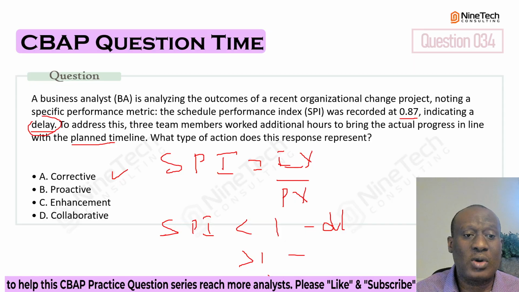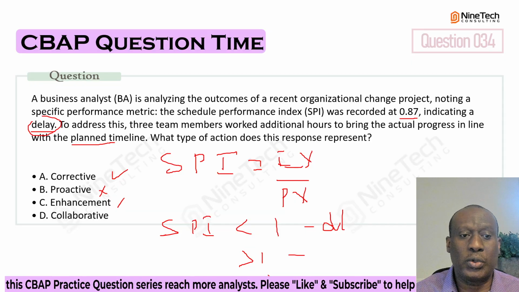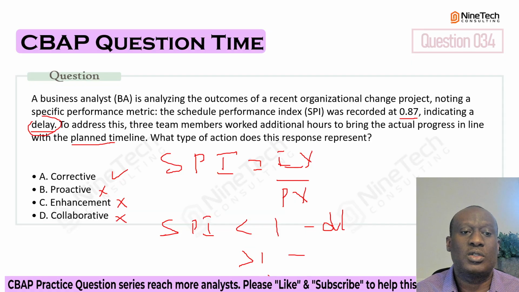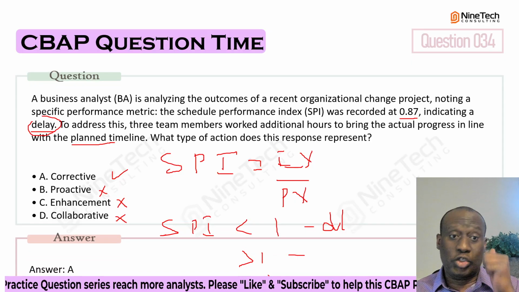Answer B, proactive, no. The delay had happened, so it cannot be this. Enhancement, no. And collaborative, no. So the answer is corrective. Let's see what the answer is. A. Awesome. Great job. Great job.